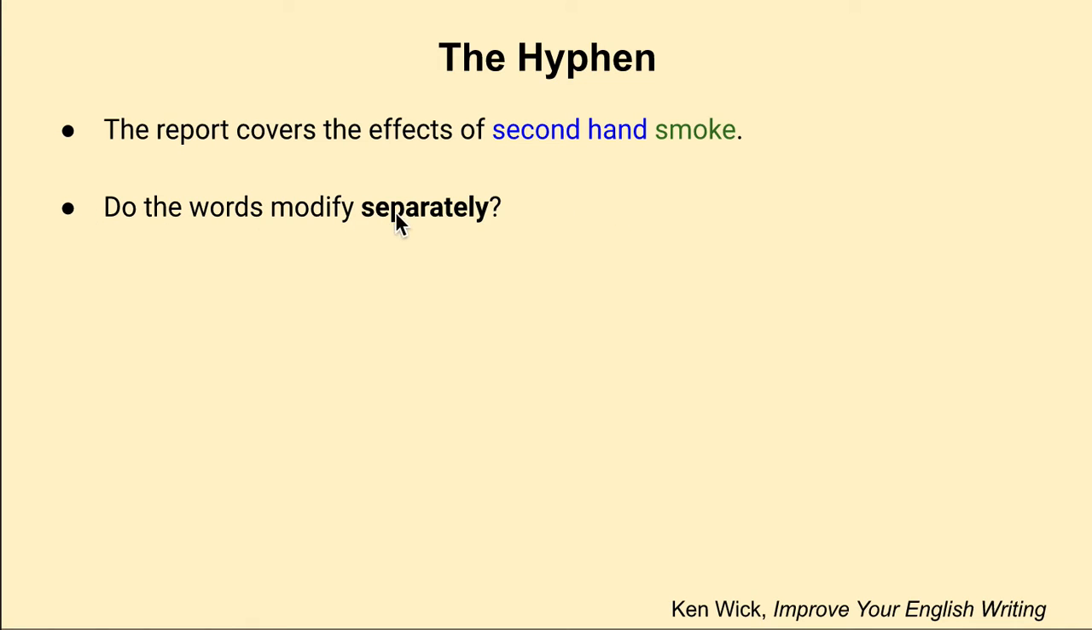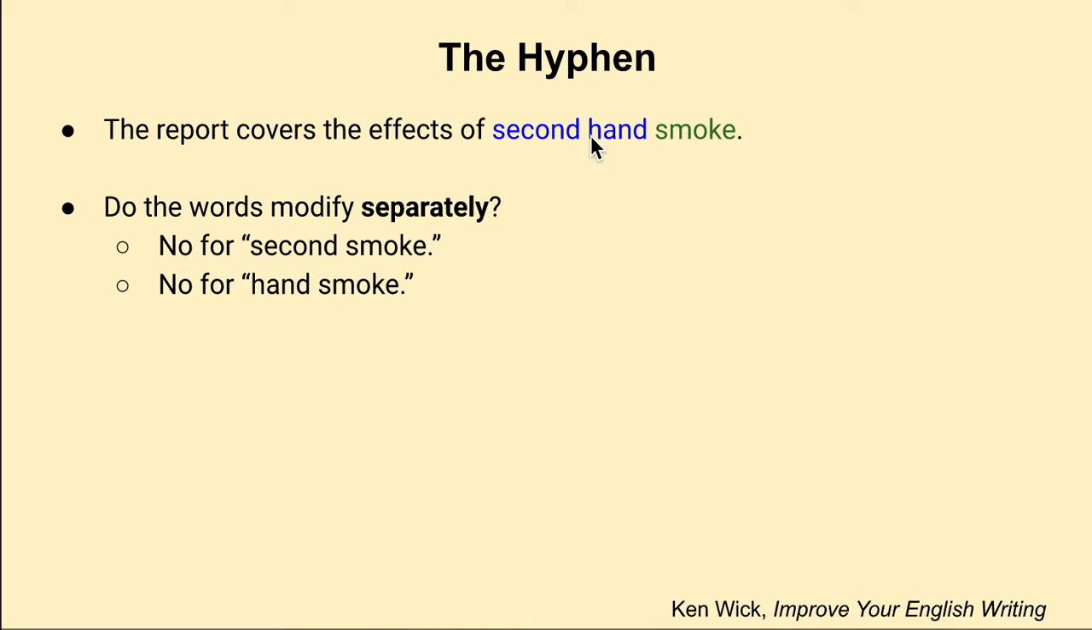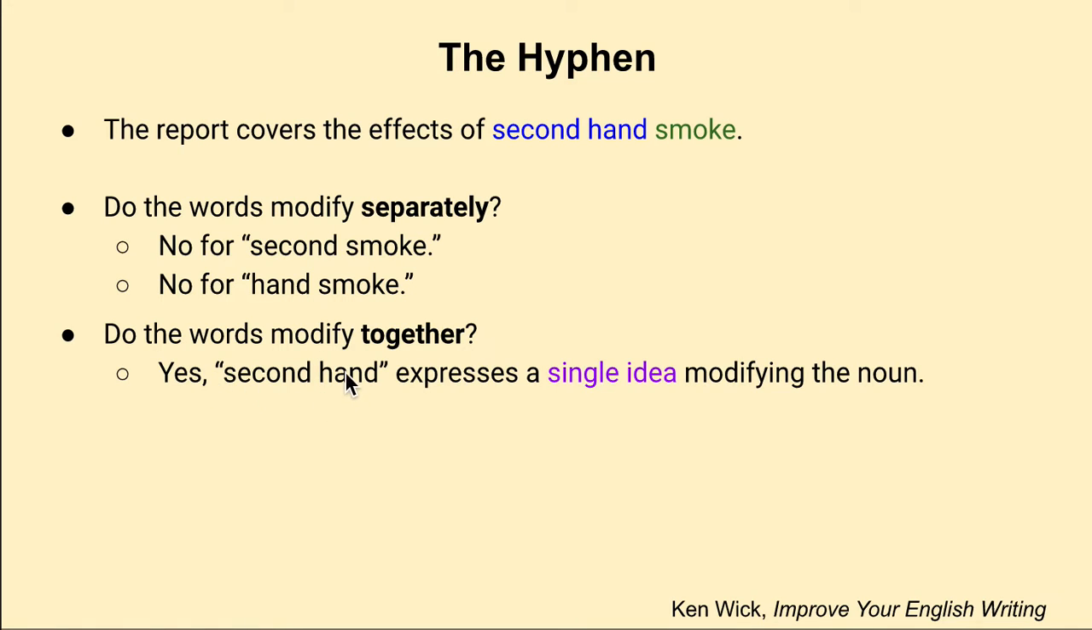Let's try it out. Do the words modify separately? No for second smoke. This doesn't make sense. Second smoke. And no for hand smoke. So these two words do not separately modify the word smoke. But they do together. Do the words modify together? Yes, secondhand, these two words together express a single idea. They're working together as a unit, expressing a single idea to modify the noun. So they don't modify separately, but they modify together.